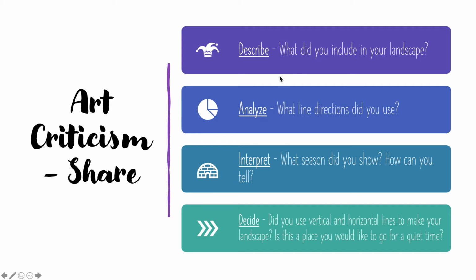When you are done, I want you to think about these questions to analyze and criticize your artwork. So let's look at describe here. What did you include in your landscape? Analyze. What line directions did you use? Interpret. What season did you show? How can you tell? Decide. Did you use vertical and horizontal lines to make your landscape? Is this a place you would like to go for a quiet time?